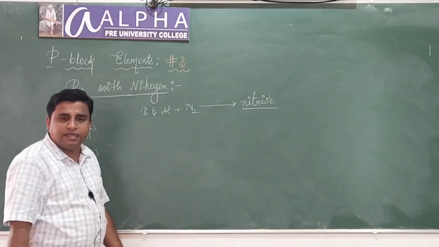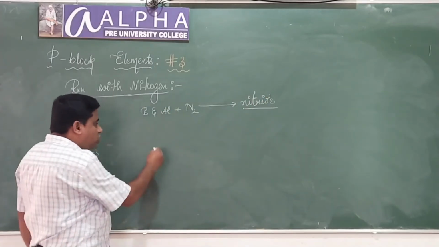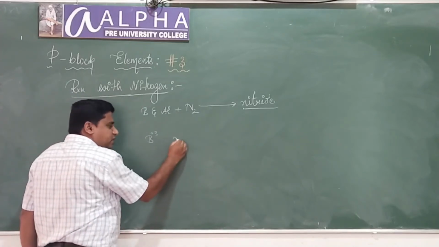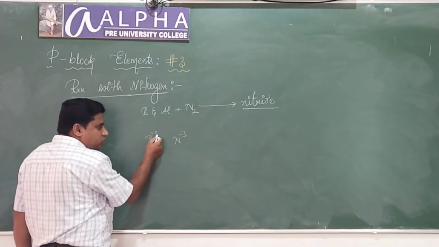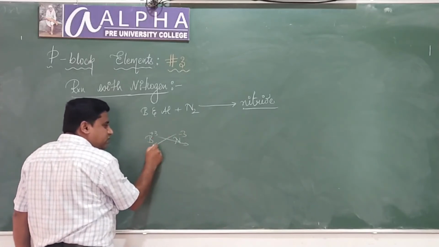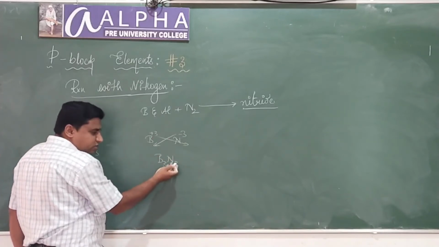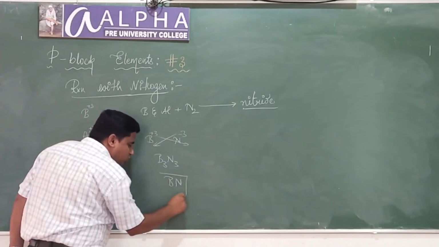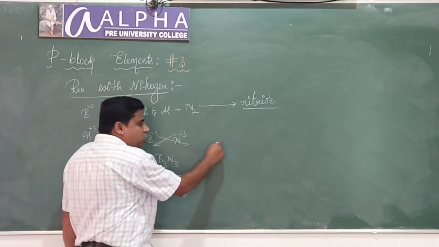Now, what is the formula of the nitride? Boron is in +3 oxidation state. Nitrogen will be in -3 oxidation state. So you are supposed to cross multiply. So it becomes B3N3, and 3 is the common factor. So the formula of boron nitride is going to be BN, isn't it?